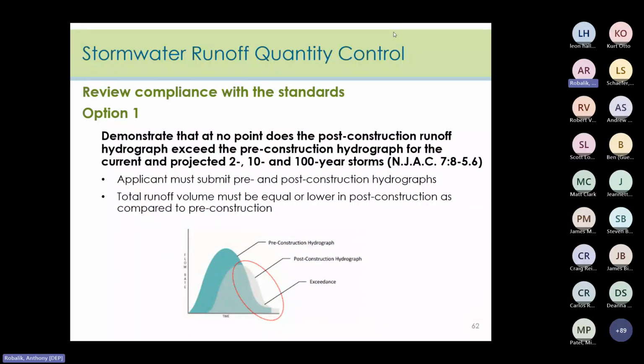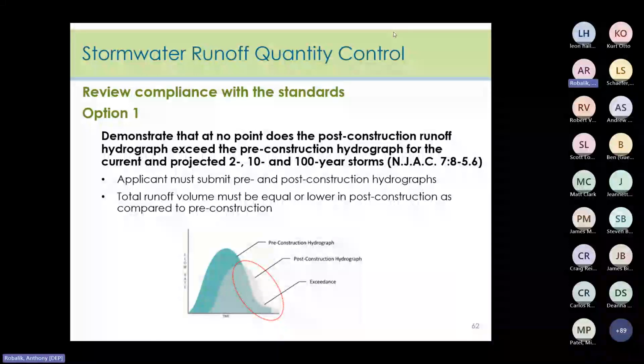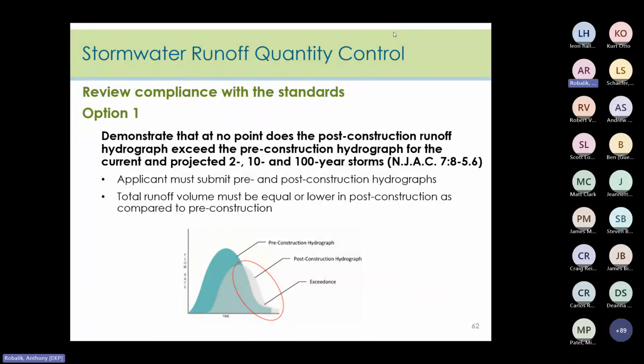So after having reviewed all the input parameters, we should review compliance with the stormwater runoff quantity standard. So option 1 is almost exclusively used for redevelopment. Chapter 5 of the BMP manual includes a discussion and example illustrating this. And as mentioned back in module 1, in order to meet option 1, the post-construction hydrograph cannot exceed at any point in time the pre-construction hydrograph, and that's for both the current and projected 2, 10, and 100-year design storms.